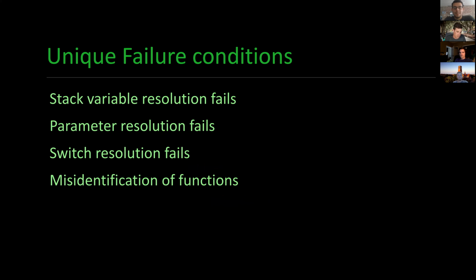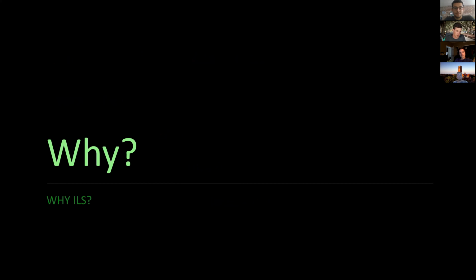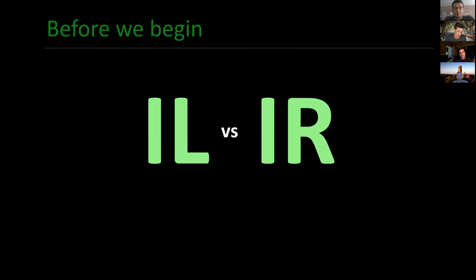Okay, there's a lot of ways that this stuff fails. Compilers do weird things. Let's talk about one of my major theses on intermediate languages, right? Why would we use an IL? That's what I'm trying to convince you of here.